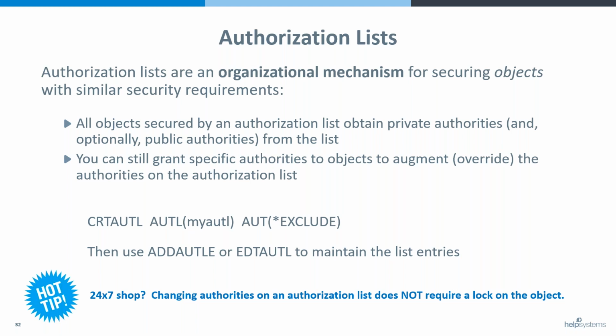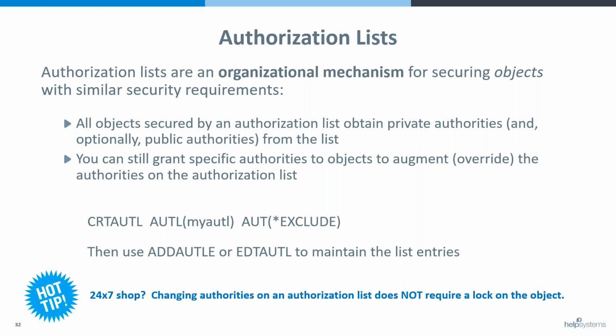We have to talk about authorization lists when we talk about these permissions, because that tends to be a confusing control. I hear from people, "Oh, we're secure because we have authorization lists." But an authorization list is not a security setting. It's a mechanism to assist with organization.